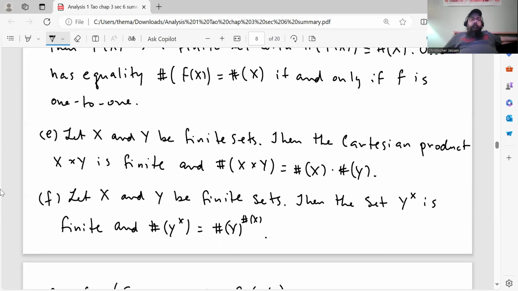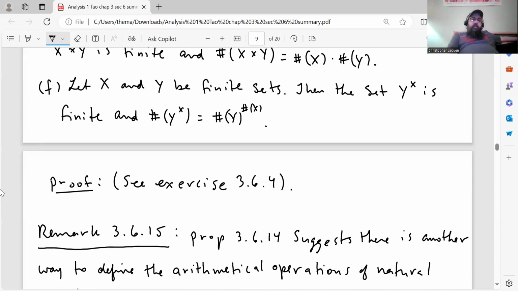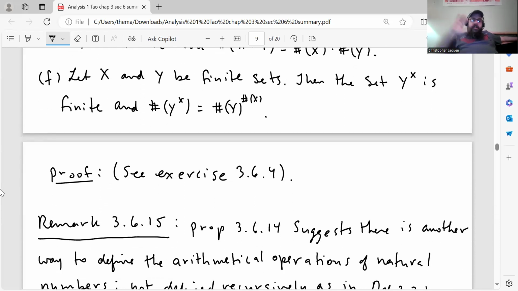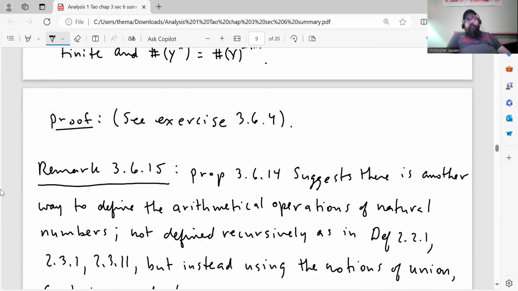Property E. Let X and Y be finite sets, then the Cartesian product, X times Y, is finite, and the cardinality of X times Y is equal to the cardinality of X times the cardinality of Y. And finally, part F, let X and Y be finite sets, then the power set Y to the X is finite, and the cardinality of Y to the X equals the cardinality of Y raised to the cardinality of X. The proof for this he leaves for the exercise set, so that's something we'll take a look at when we get to the video on the exercises.